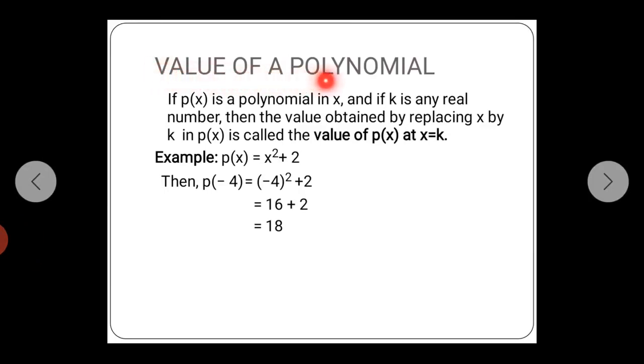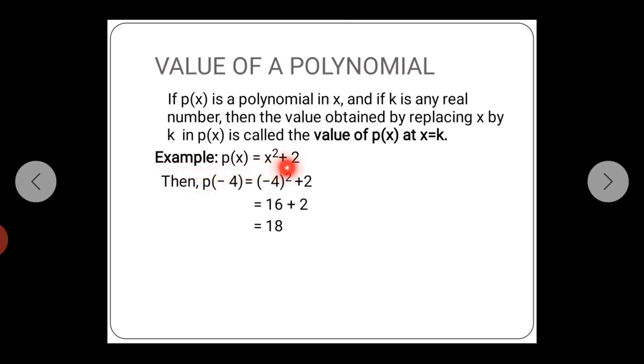the term value of a polynomial. So what is basically the value of a polynomial? Read this statement. If p(x) is a polynomial, we represent a polynomial by the symbol p(x). If p(x) is a polynomial and the variable used here is x, and if k is any real number, then the value obtained by replacing x by k in p(x) is called the value of p(x) at x equals k.